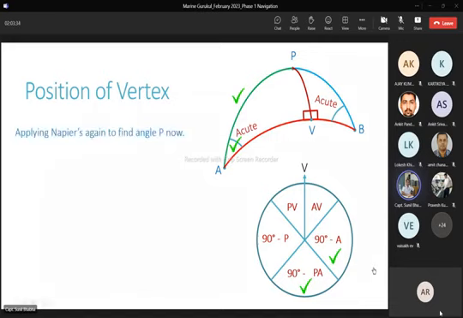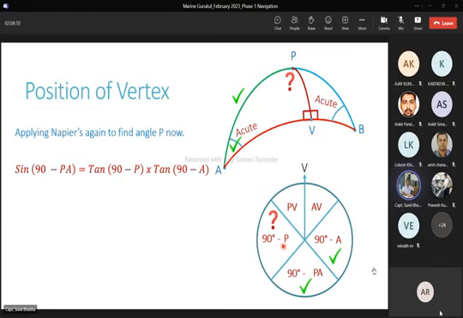Now let's apply Napier rule once again in this triangle. Now this time we are going to find out angle P of the triangle PAV. So you can see a question mark coming up on the diagram. The angle P in the cartwheel is the left side part. So we can see a question mark coming up here also. So the bottom three parts are involved in the calculation now. And out of these parts, the middle part now is 90 minus PA. Other two parts are the adjacent parts.